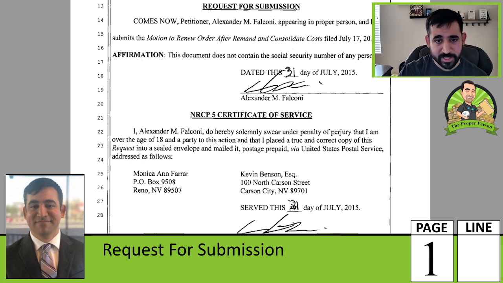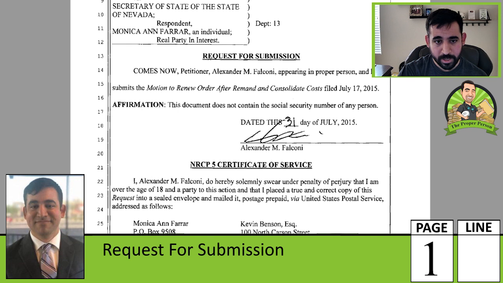By the way, what is this? So this is submitting the motion to renew order. And in this motion, I let the judge know that she was not supposed to. You know, this is kind of coming back to me. I'm kind of thinking I did go over this, but this is the motion that explains to the court that she violated her subject matter jurisdictional boundaries by entering that order without the remitter having issued.